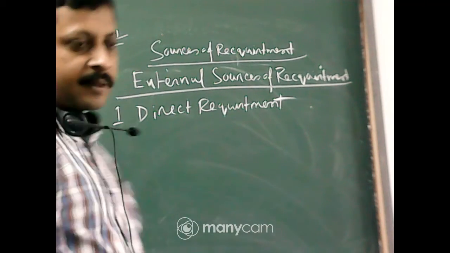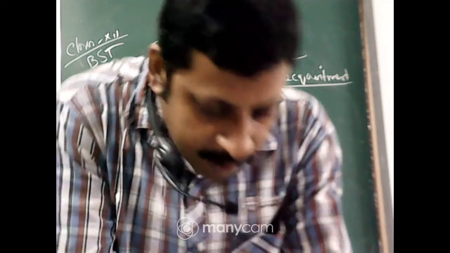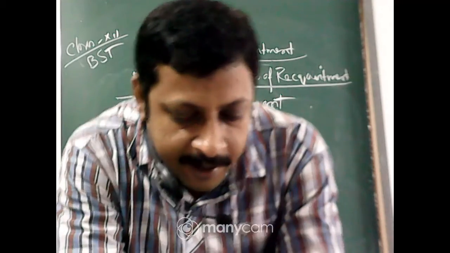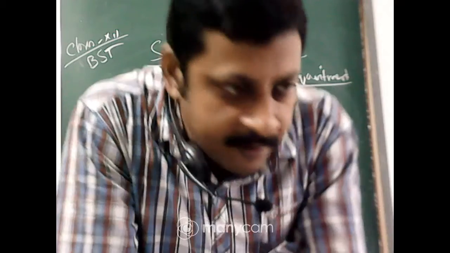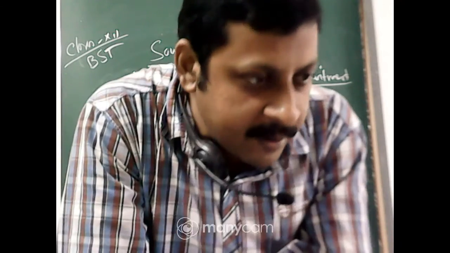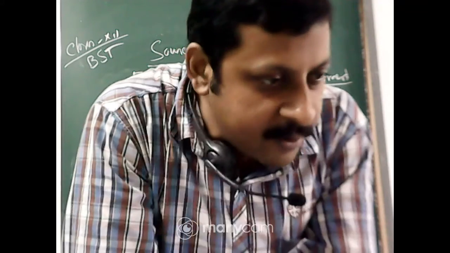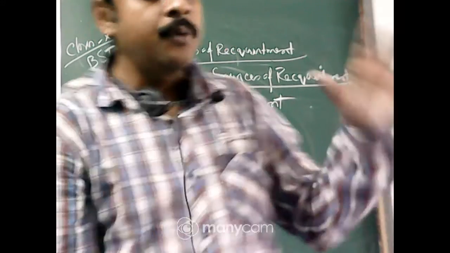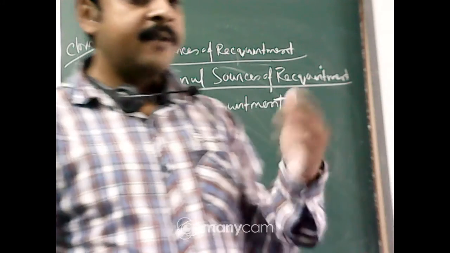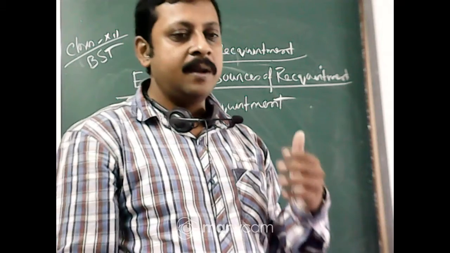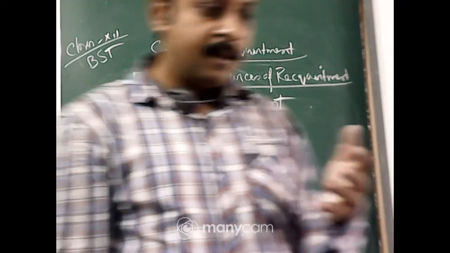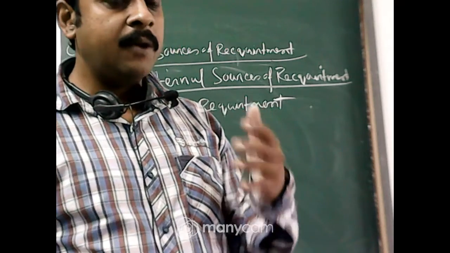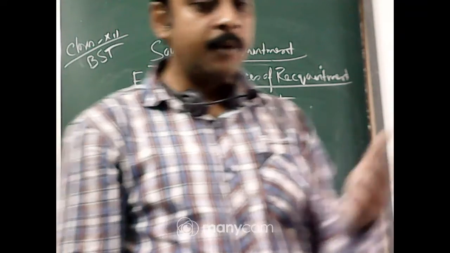Direct recruitment is there. Now what is direct recruitment? Under direct recruitment, job seekers assemble outside the premises of the organization. Why? Because in direct recruitment, generally lower grade staff, that is peon, maid, workers, are recruited by the company or organization.